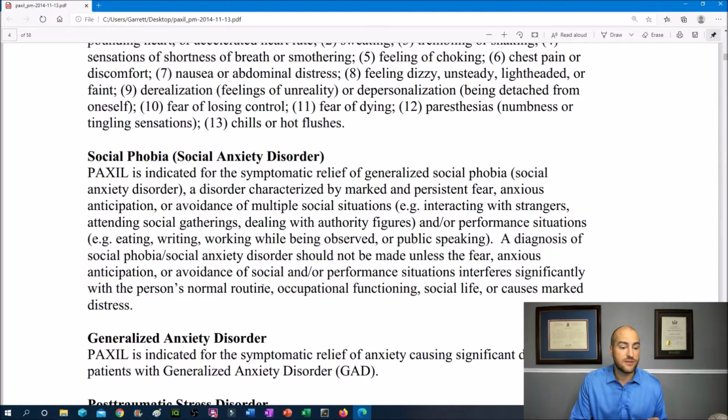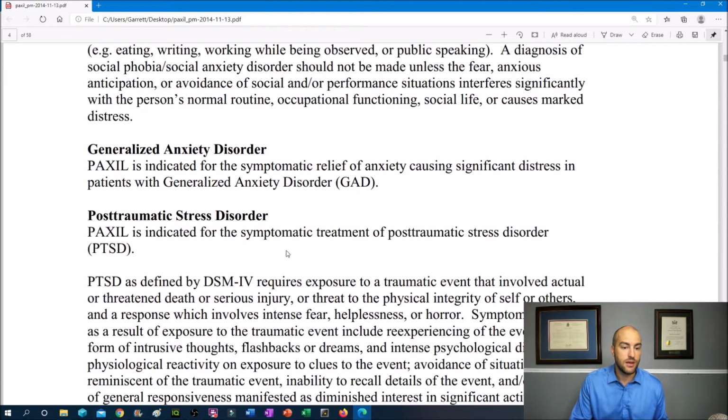A diagnosis of social phobia or social anxiety disorder should not be made unless fear, anxious anticipation, or avoidance of social and or performance situations interferes significantly with the person's normal routine, occupational functioning, social life, or causes marked distress. Next up, we have generalized anxiety disorder. Paxil is indicated for the symptomatic relief of anxiety causing significant distress in patients with generalized anxiety disorder, or GAD.